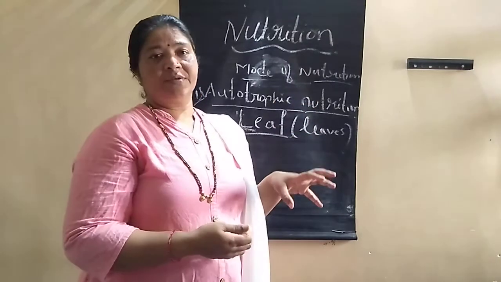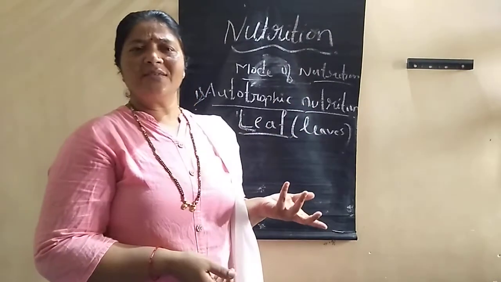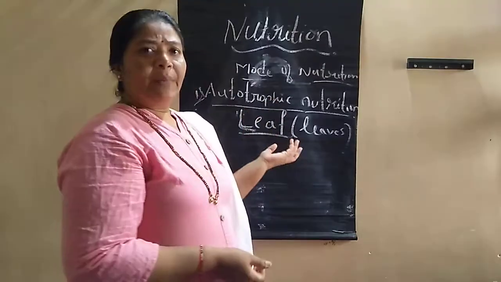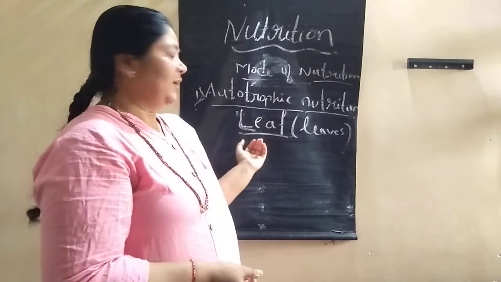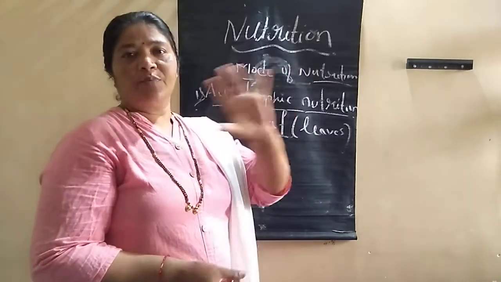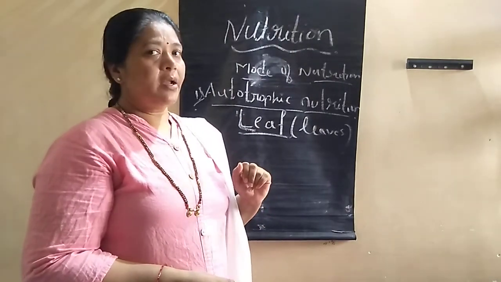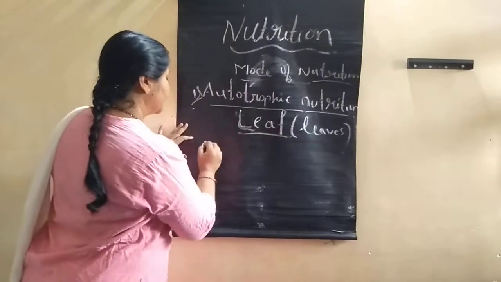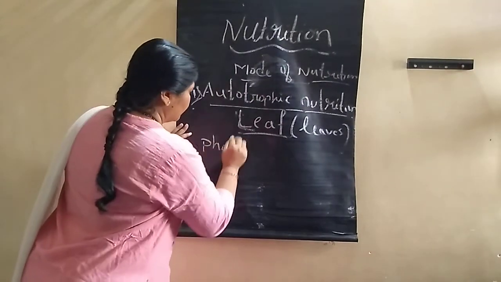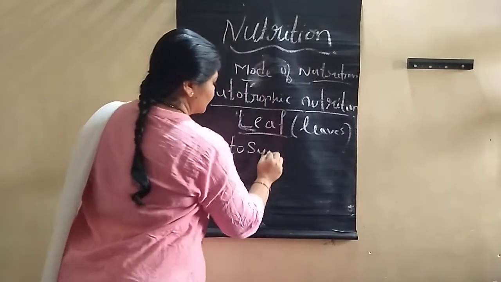What do you call that process? Think once. The plants prepare their own food in the leaf. What type of process can you call it? Once recall, that is called photosynthesis.